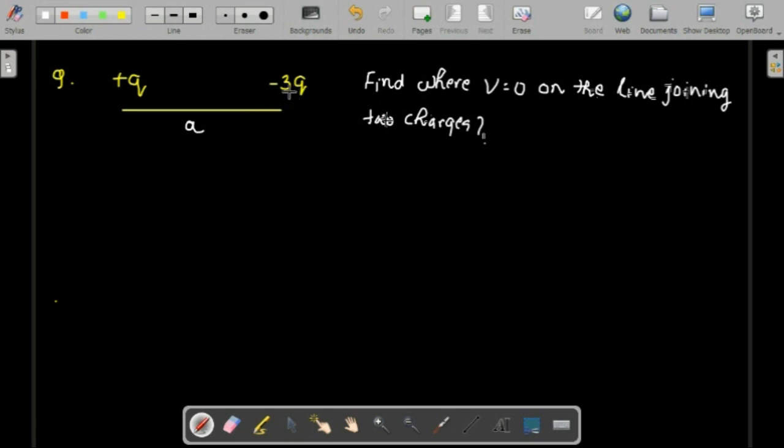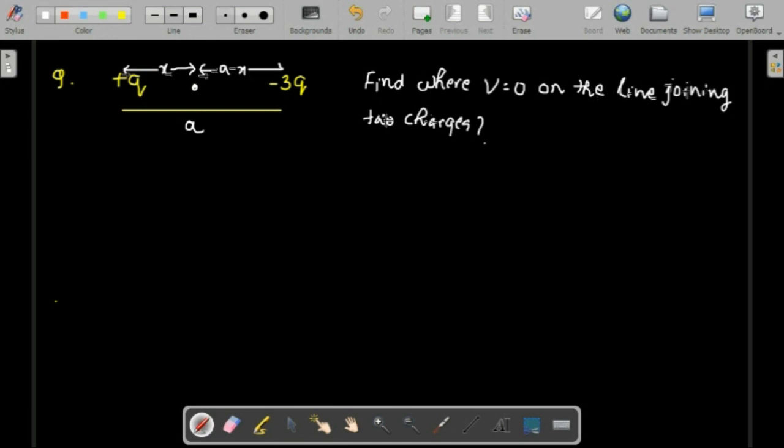The first thing is, this is minus q, this is plus q, so the potential will be zero. Whenever we say potential, since it's a scalar quantity, we include the sign. But when we talk about an electric field, because of the positive and the negative, we consider the direction. That is the basic difference. Let's say the potential is zero at a certain point, at a distance x from plus q, and from minus q the distance would obviously be a minus x.